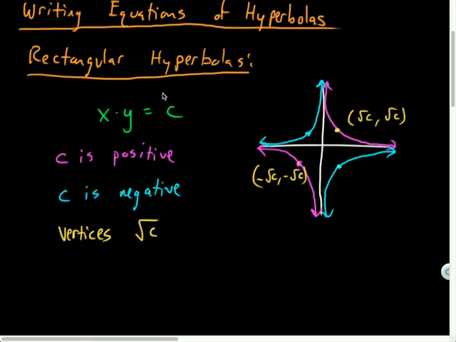They're all just related to the square root of c because they have to make this equation true. And the x and y coordinates for the vertices are equal, or they're at least equidistant from their corresponding axes. So this one would be square root of c comma negative square root of c. And this one would be negative square root of c comma positive square root of c.